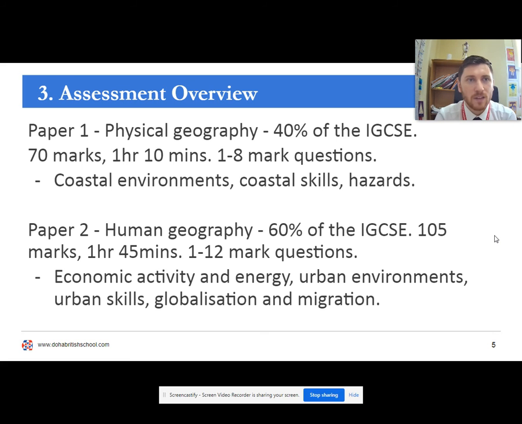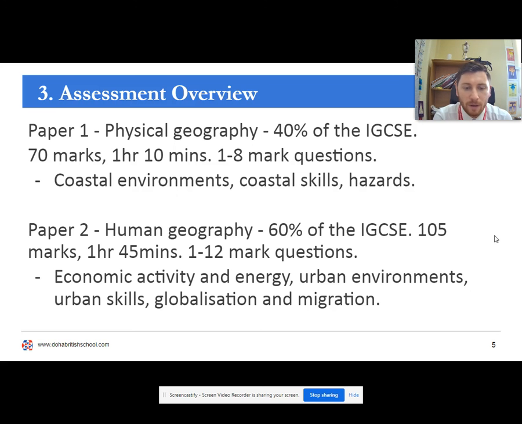So at the end of the day, you do have to sit the 2 exams. It's just 2, no more. There's no coursework. Paper 1 is all about physical geography. It's 40% of the IGCSE. So it's 70 marks. You have an hour and 10 minutes, and it's made up of 1 to 8 mark questions. This is on the coastal environment, coastal skills, and hazard topics.